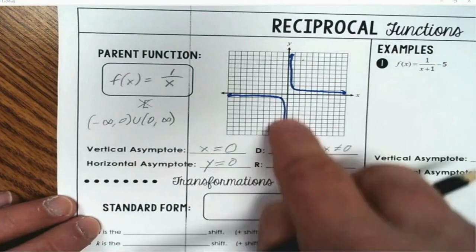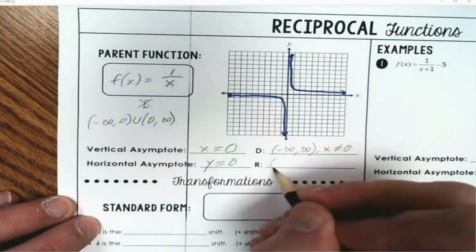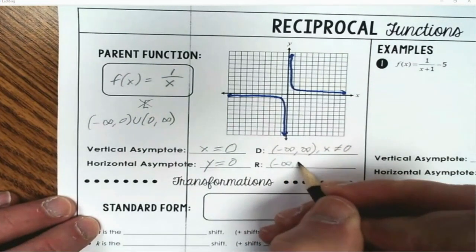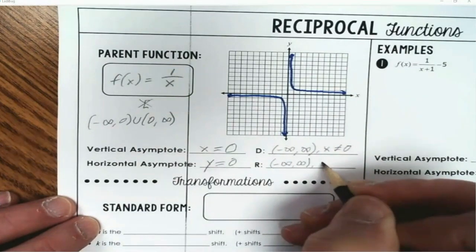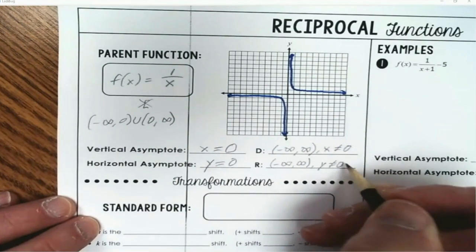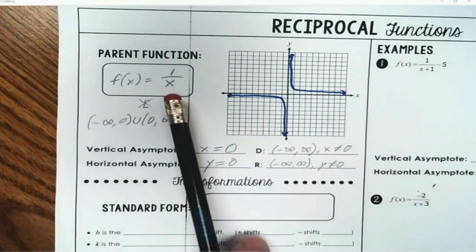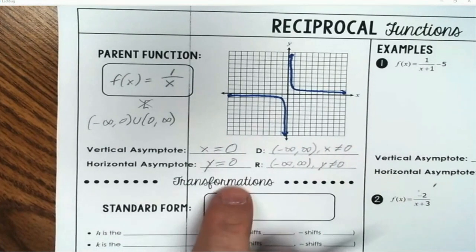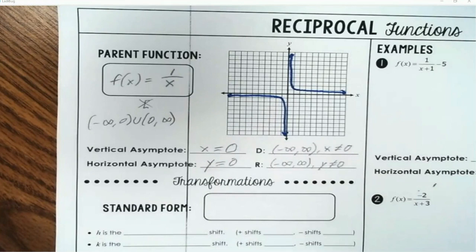The range, all the y's, is the same thing: negative infinity to infinity, except y can't equal 0. And that's for the parent function. Now, transformations of that will affect that domain and range because it'll move.